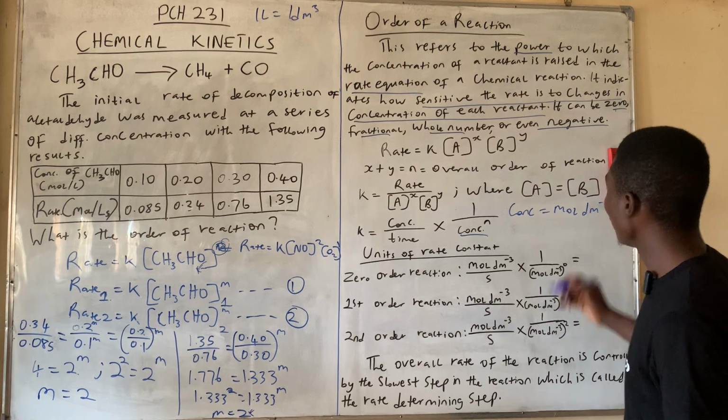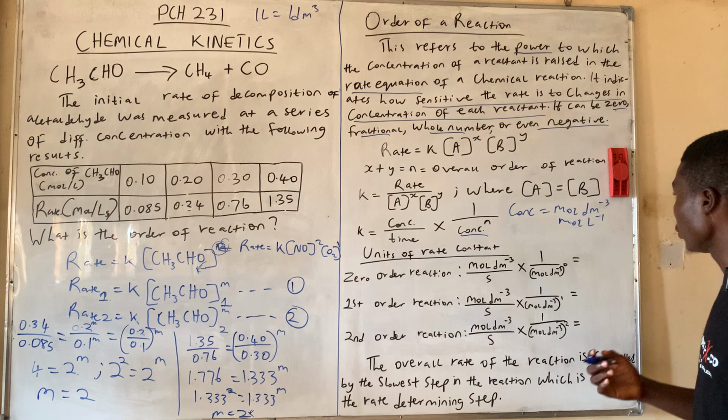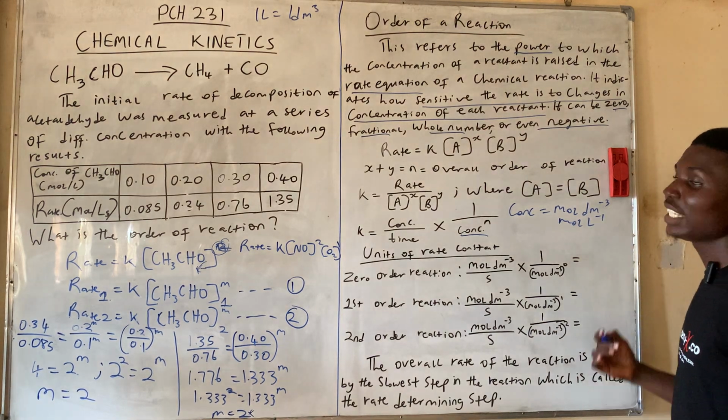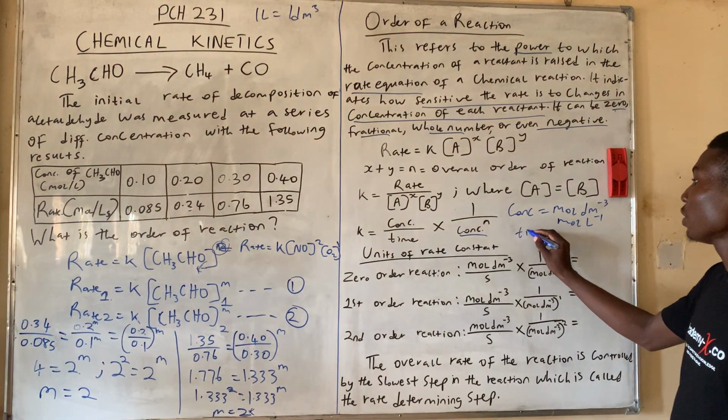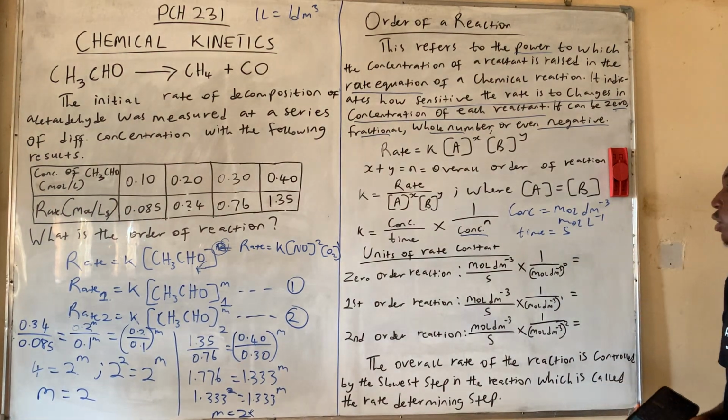Remember that mole per dm cube is the same thing as mole per liter. I've mentioned that several times in this video. So whether you see mole per dm cube or mole per liter, they are the same thing. Then let's assume that our unit of time we're working with is seconds. So if we're working with that, what are now the units of the rate constant?